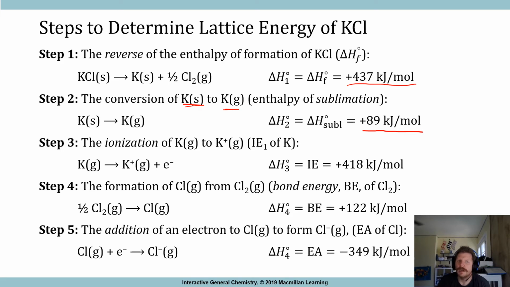Now step 3 is where we look at the actual ionization of that gaseous potassium. That is going to be positive 418 kilojoules per mole. The formation of Cl gas from Cl2 gas, we've got bond energy that's being broken there, in which case that's positive 122 kilojoules per mole.